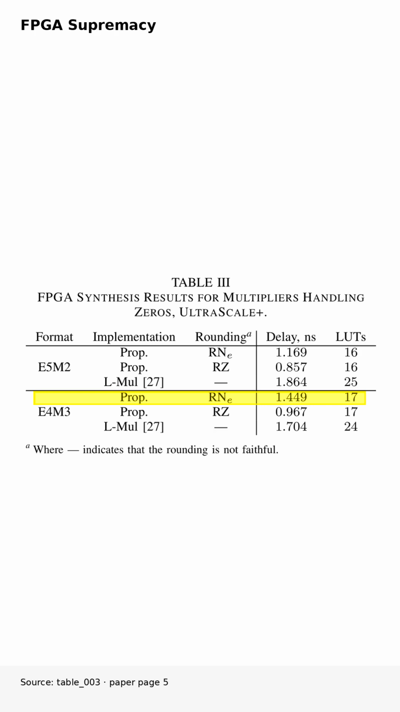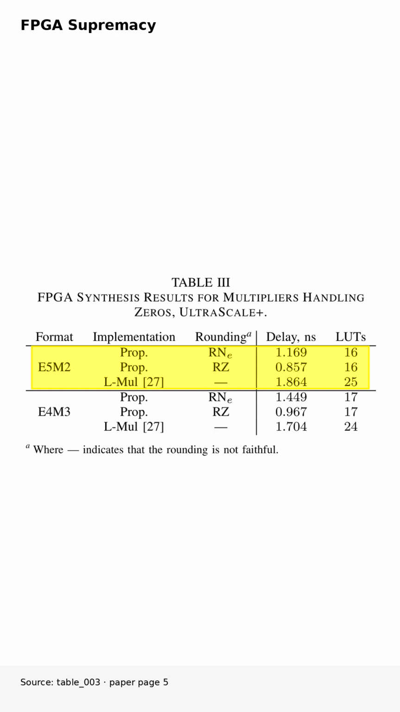Looking at the E4M3 format in the bottom half of the table, the proposed implementation for RNE requires just 17 LUTs and registers a delay of 1.449 nanoseconds. Compare that to the LMUL reference design on the bottom row. Despite being an approximate method, it consumes 24 LUTs and slows down to a 1.704 nanosecond delay. This pattern holds for the E5M2 format above, where the exact multipliers are again decisively faster and smaller.